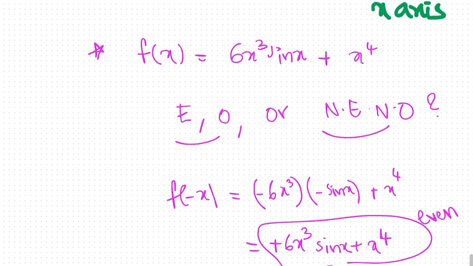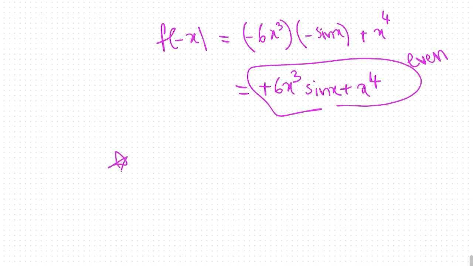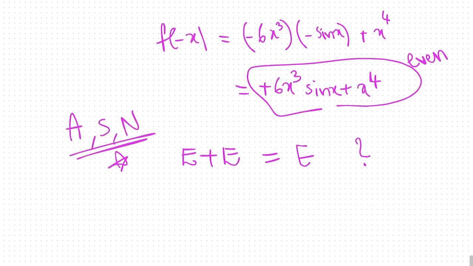I think you know even times odd is odd, odd times even is even, odd times odd is even. Correct? But what if even plus even? Is it even? Always, sometimes, never. Which one is the answer? Always. Okay, yes, always. What about odd plus odd?